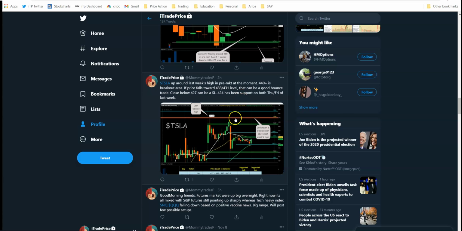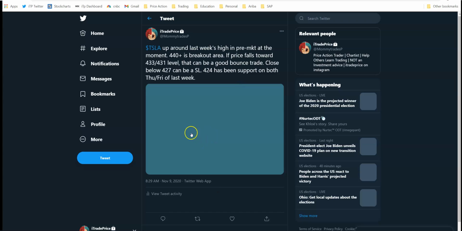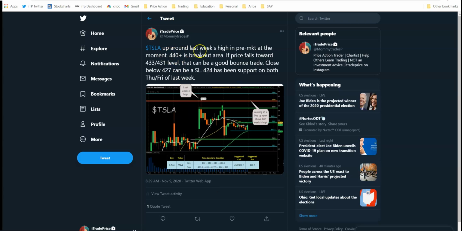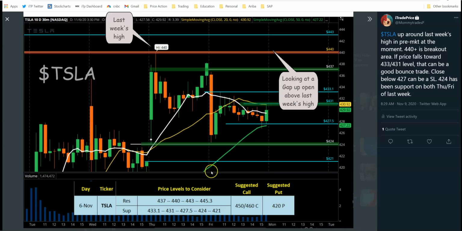So for example, let's quickly take a look at the Tesla notes from the morning. Up around last week's pre-market high, 440 is the breakout area. If price falls toward 433 or 431, that is a good bounce trade with the stop loss at 427. So this was the chart that was shared in the morning. It shows you this 440 area. Let me show you that. This 440 area was the breakout area, because that was the previous week's high.